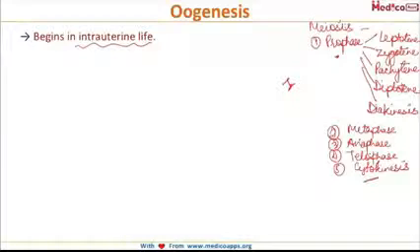Now this prophase has again got different stages. Now what are the stages? Leptotene, zygotene, pachytene, diplotene and diakinesis. Now with this basic knowledge, let us begin the process of oogenesis.